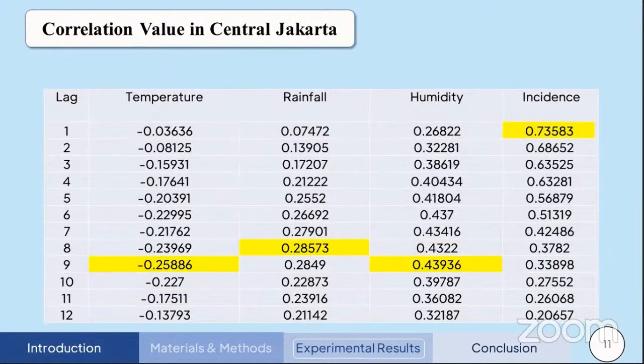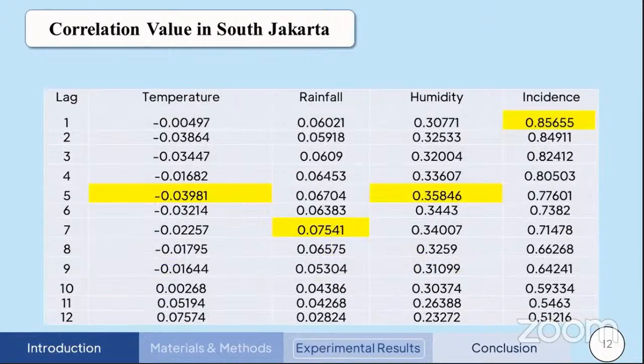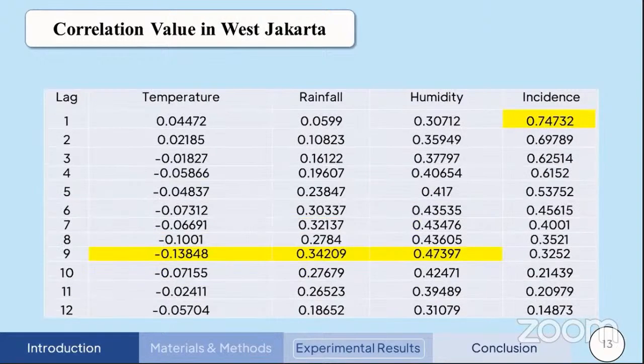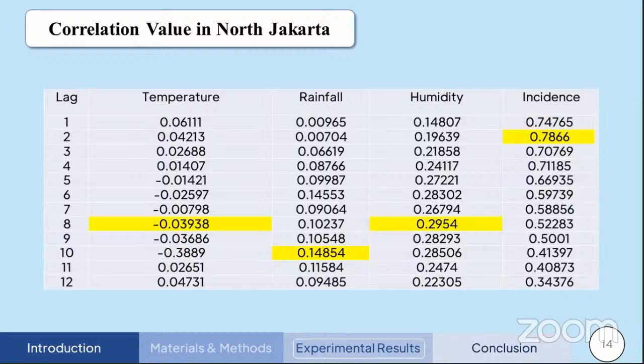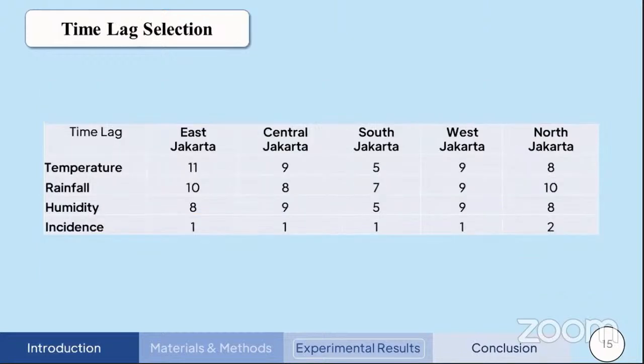This is for Central Jakarta. This is for South Jakarta. This is for West Jakarta. And then this is for North Jakarta. So it can be summarized for each selected time lag as shown on the slide.